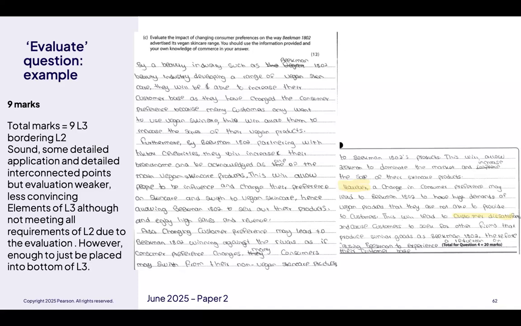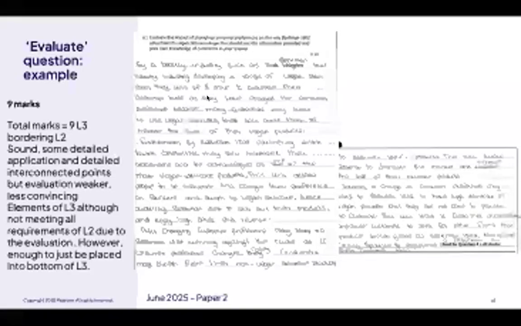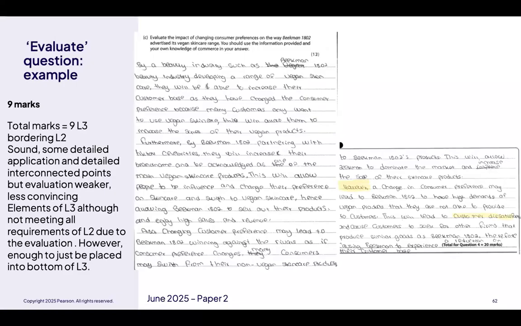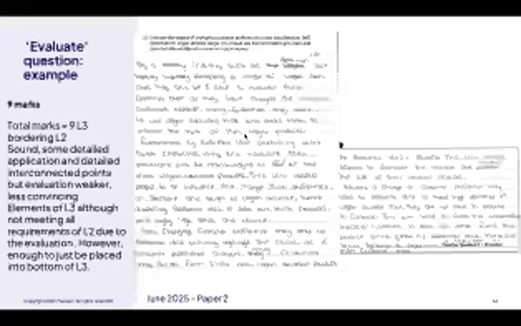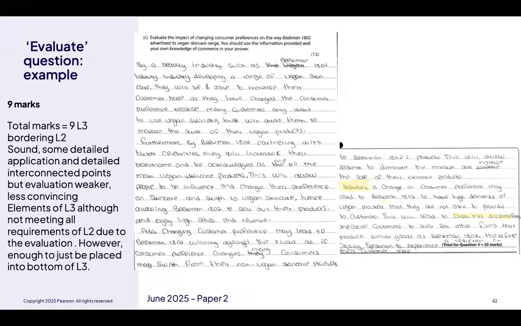So what did we have here? We had a frozen again. We've got a detailed response. The examiners, so this summer, this was awarded 9 marks. Did you agree with that? Is that about where you would have placed this response?